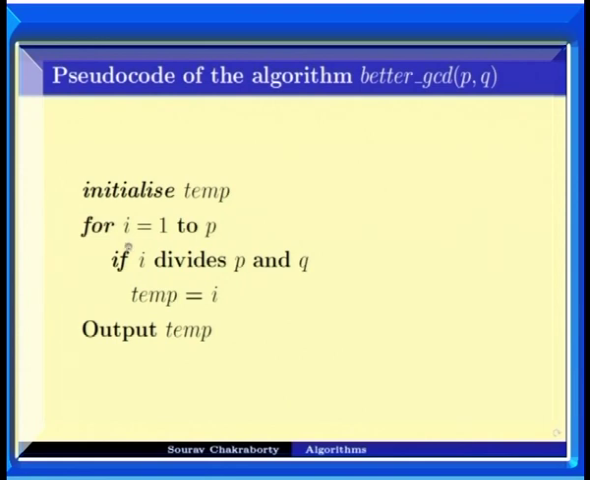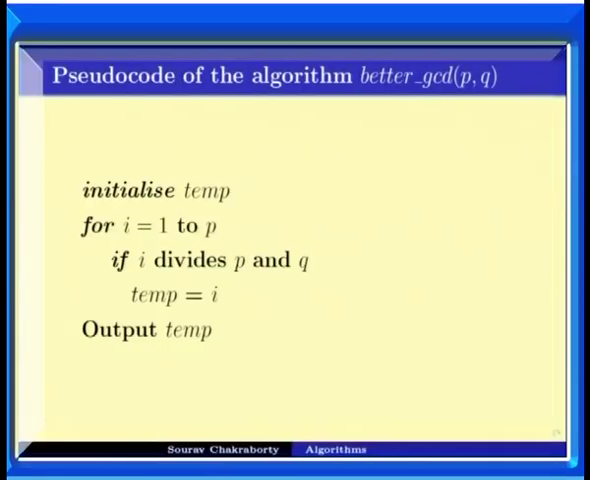And then as we move from 1 to p, from left to right, if we find i divides p and q, we update the value of temp to i. And after the whole for loop is finished, temp now contains a particular value, and we would output that value, temp. This again sounds like a very simple algorithm, and it is in fact an obvious algorithm.